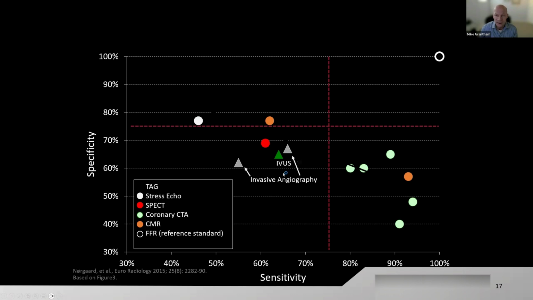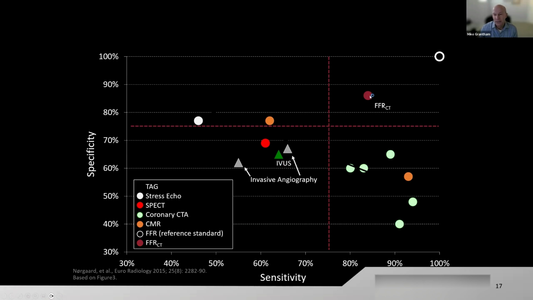As far as sensitivity and specificities go, this is an older study. I suspect with newer studies, you'd probably be doing a little bit better. But in general, coronary CTA is a highly sensitive test. It only has a low to intermediate specificity. Nuclear medicine SPECT is less sensitive, only intermediate sensitivity, but higher specificity. And the white dot here, that's stress echo, fairly low sensitivity, but improved specificity.